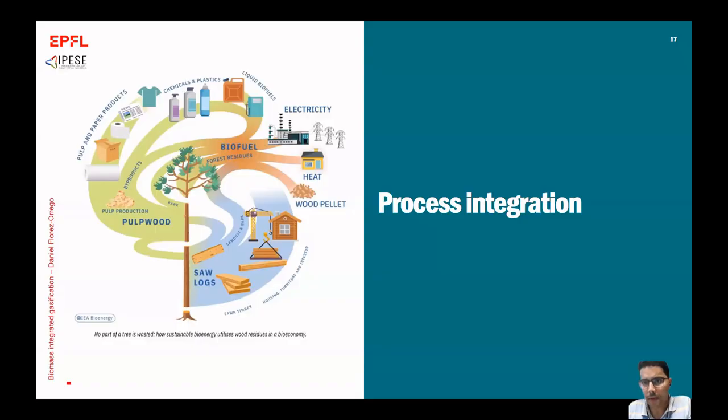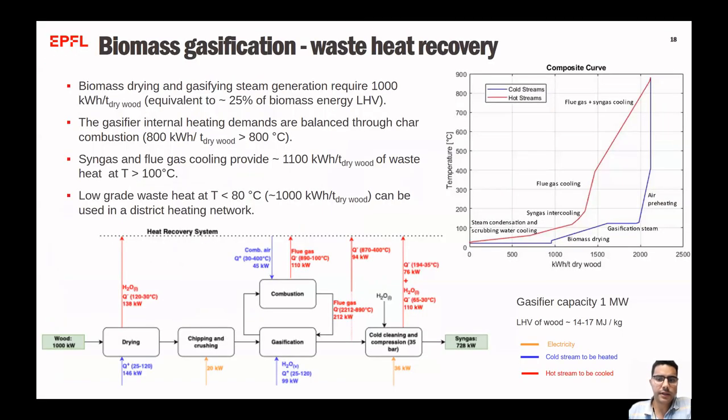Let's now talk about the biomass gasification in the context of the process integration. Here it's important to recognize which are the waste heat recovery potentials of the biomass gasification. We know that the biomass drying together with the gasifying steam requires at least 1,000 kilowatt hour per ton of dry wood, which is equivalent to 25% of the biomass energy on a lower heating value basis.